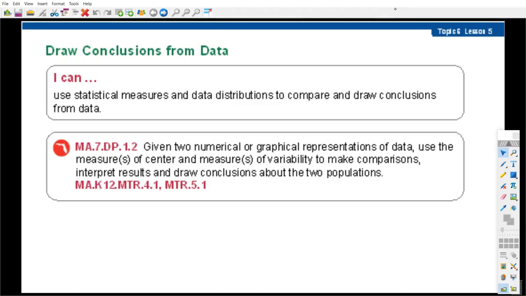Let's go. So we've got topic 6, lesson 5 today. We have the same video, same lesson, but these are some different notes that we're going over this time, okay? So we skipped topic 6, lesson 4 because we went over a lot of it in topic 6, lesson 3. So now we just took one little piece of 6.4 and added it to topic 6, lesson 5. So that's what we're rocking with today. So we've got draw conclusions from data. I can use statistical measures and data distributions to compare and draw conclusions from data. All right, let's get moving.